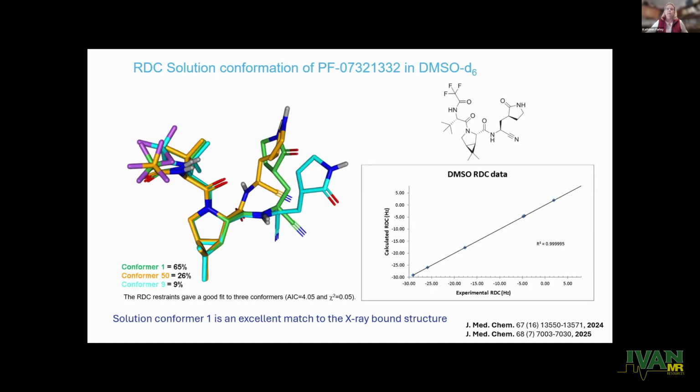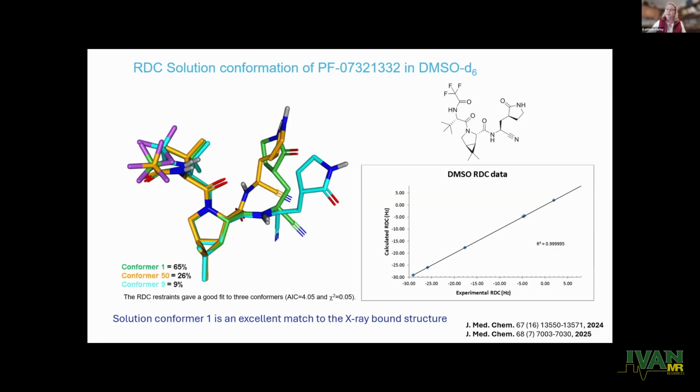So pretty early on, we did look at the RDC solution conformation of this lead compound, 1332. We looked at it in DMSO and determined it essentially had 3 main conformers in DMSO. Conformer 1 here shown in green at 65% is almost identical to the X-ray bound structure. So when 65% of your molecule is very similar to the bound structure, you're going to have a pretty active molecule.